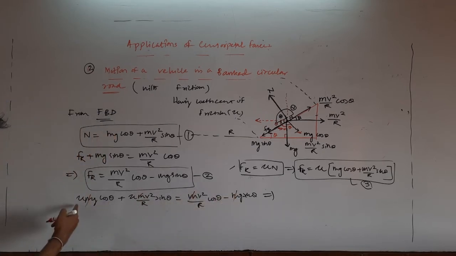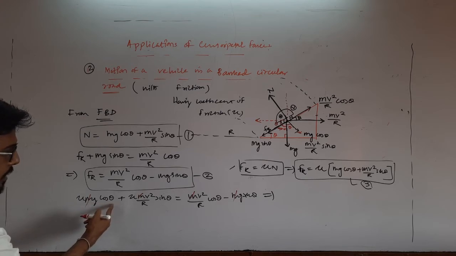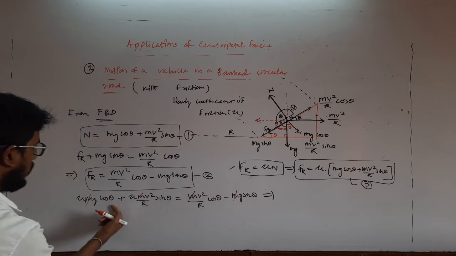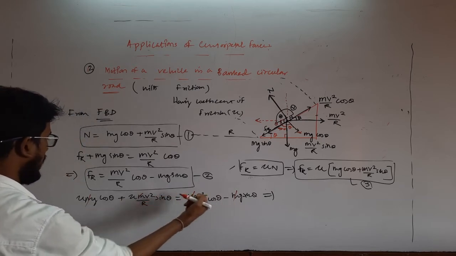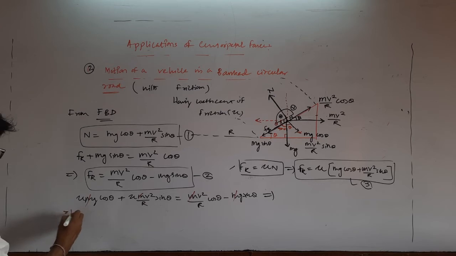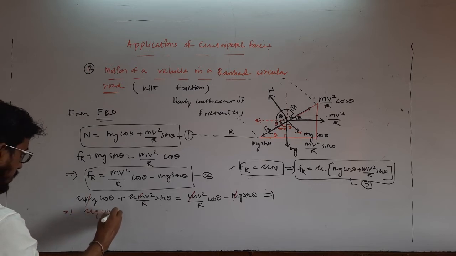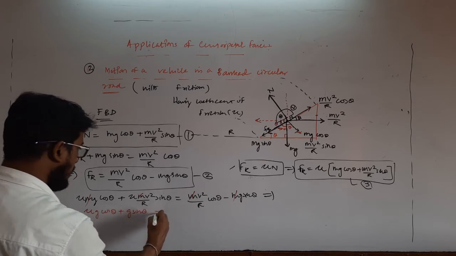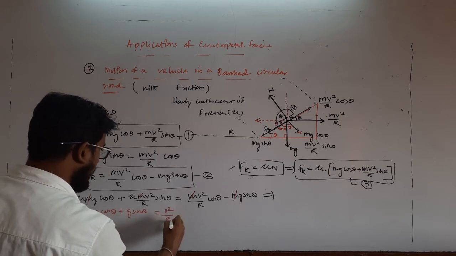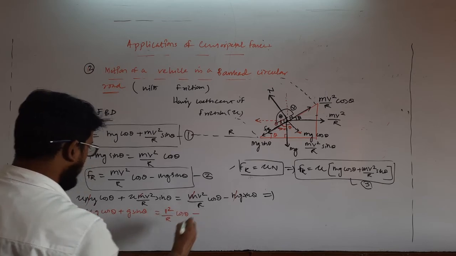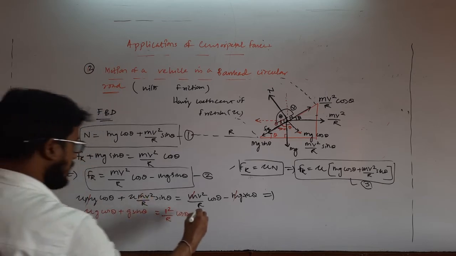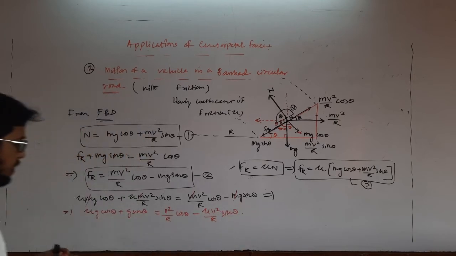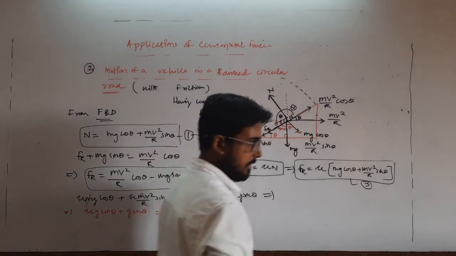Okay, so we'll get what? Mu g cos theta. Taking this one to the left and this one to the right, we will get how much? This will be mu g cos theta plus g sin theta equal to v square by r cos theta minus mu v square by r sin theta. Clear? Again rearranging this.